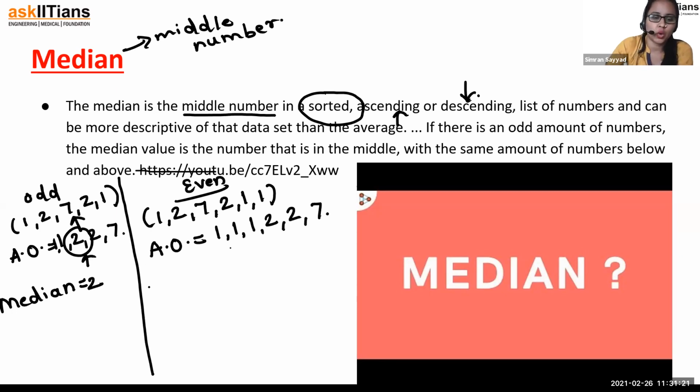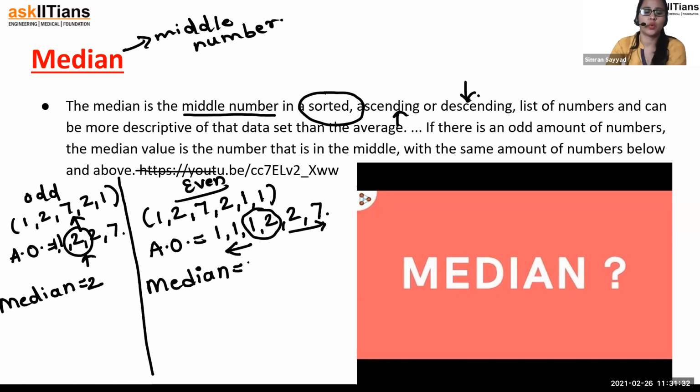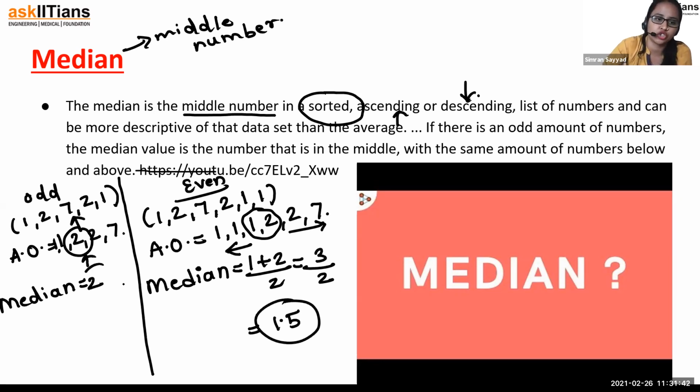So for median, I have to get the average of the middle two numbers. So the middle two numbers are these, because to its left there are 2 numbers and to its right there are 2 numbers. So what are the middle two numbers? 1 and 2. You have to get the average of that. It is nothing but 3 by 2, and 3 by 2 is nothing but 1.5. So 1.5 is your median there, and in the odd number of data, it is 2.